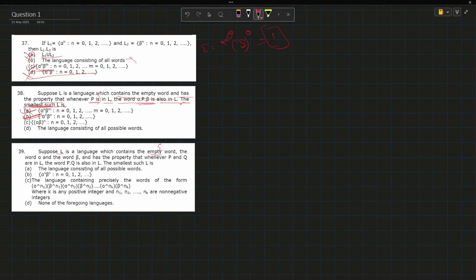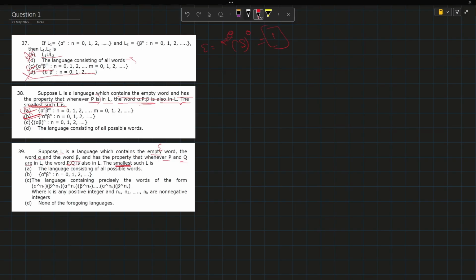Now the language contains the empty word, the word alpha and the word beta, and has the property that whenever P and Q are any two words that we can choose from the language L, they are also from L. And now this is our main condition that we should take care of: the product of P and Q is also in L. So here again we have to find the smallest one.